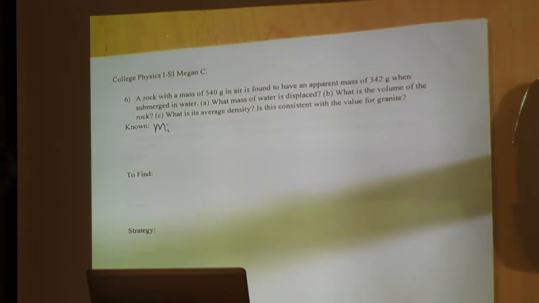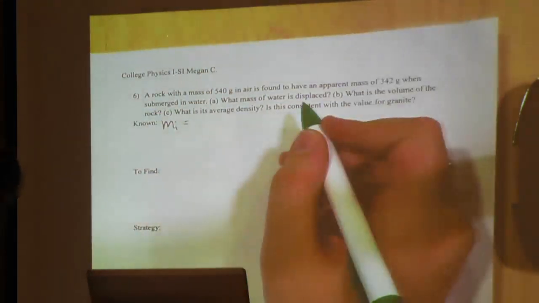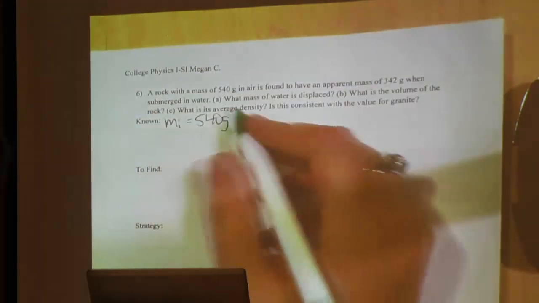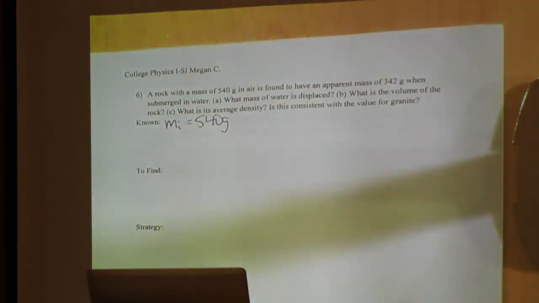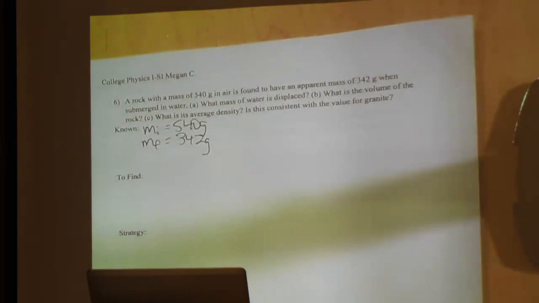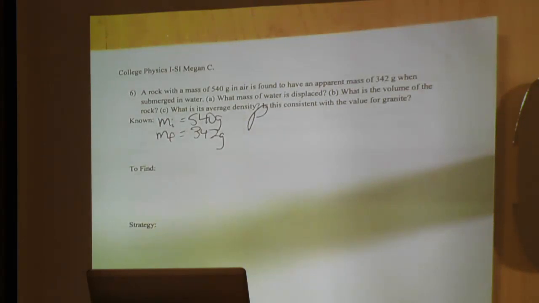So the mass initial is going to be 540 grams. We do normally use kilograms, but just for the sake of right now, we're going to leave it in grams. The mass in the fluid was 342 grams. The symbol for density that we use in physics is rho. It's a funky looking P, so that's my symbol for rho, just in case you're wondering. That's not power or momentum or anything, that's density.